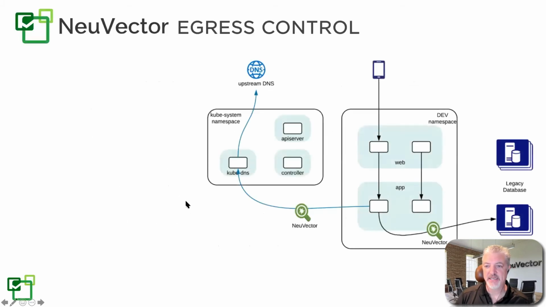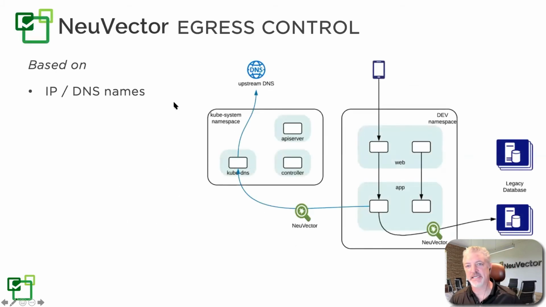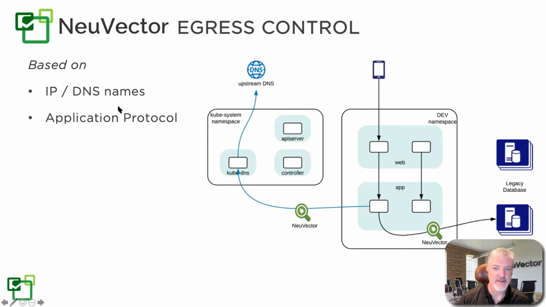So I think all of these bullets are covered by NeuVector. Let's talk a little bit about the NeuVector commercial approach to egress control. You can do this based on IP or DNS name. So that's a huge win right there. I'll demonstrate this just a little bit in NeuVector.